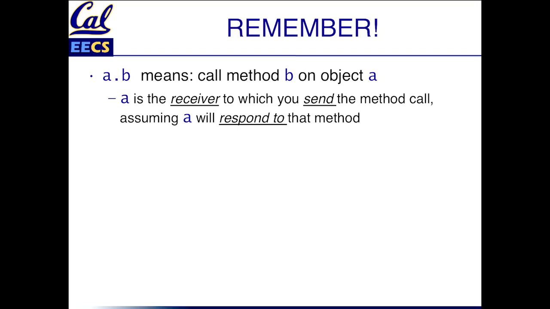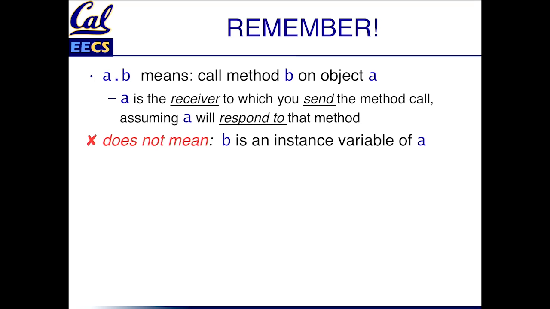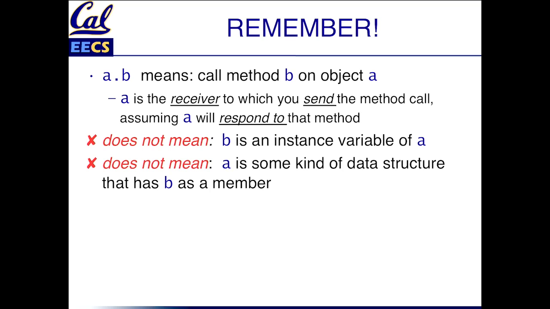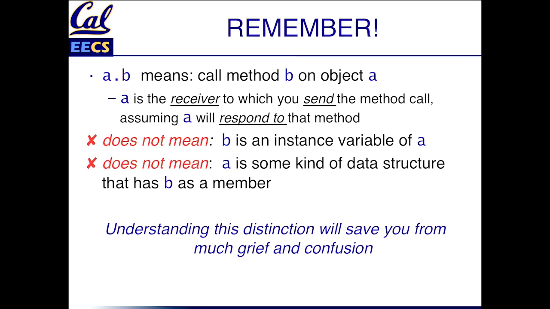So remember, when we do this, save yourself a lot of grief. When you see the notation a.b, it means we're calling the method b on the object a. Okay, what does it not mean? It does not mean that b is an instance variable of a. It doesn't mean that a is some kind of data structure and b is one of the fields of that data structure. It's nothing like that, right? So keeping this in mind will help you parse Ruby expressions that look a little confusing until you get more accustomed to the language, at which point it'll seem very natural. So understanding this distinction, keeping this one simple rule in mind, will save you a lot of grief and confusion.